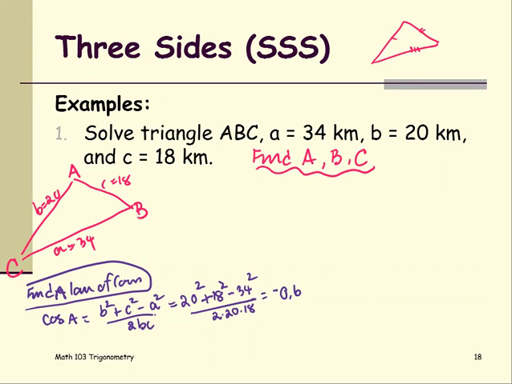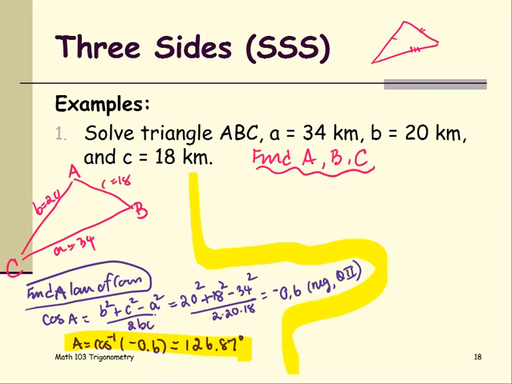Since the cosine is negative, it has to be in the second quadrant, because the angle has to be less than 180 degrees. Then we take the inverse cosine of negative 0.6 to get the number out. Using the calculator, it gives us 126.87 degrees as the solution for angle A. After that, we use the known information to find the rest of the missing parts.